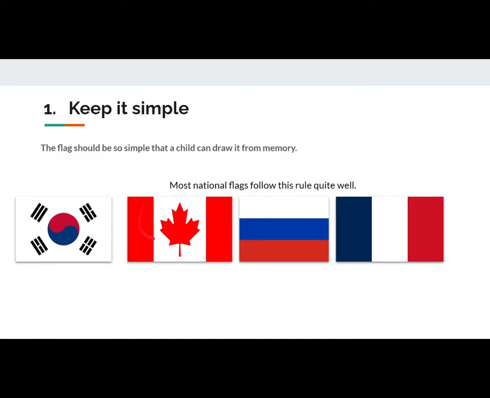The Canadian flag, nice, vivid, red and white, maple leaf in the middle. National flags are simple most of the time. Russian flag here with the white, blue, and red in horizontal stripes. But France uses the tricolor, 3-color, blue, white, red with vertical stripes.